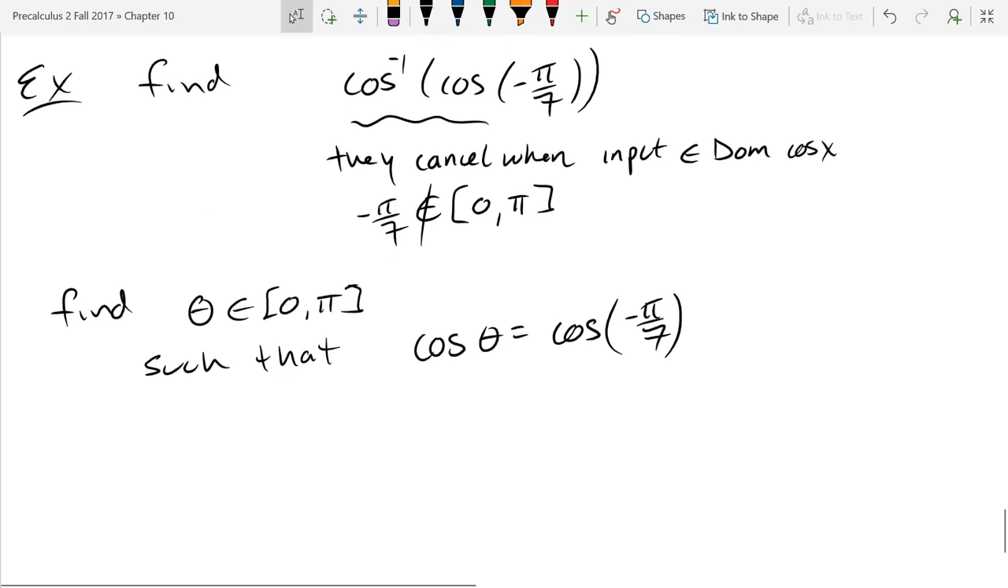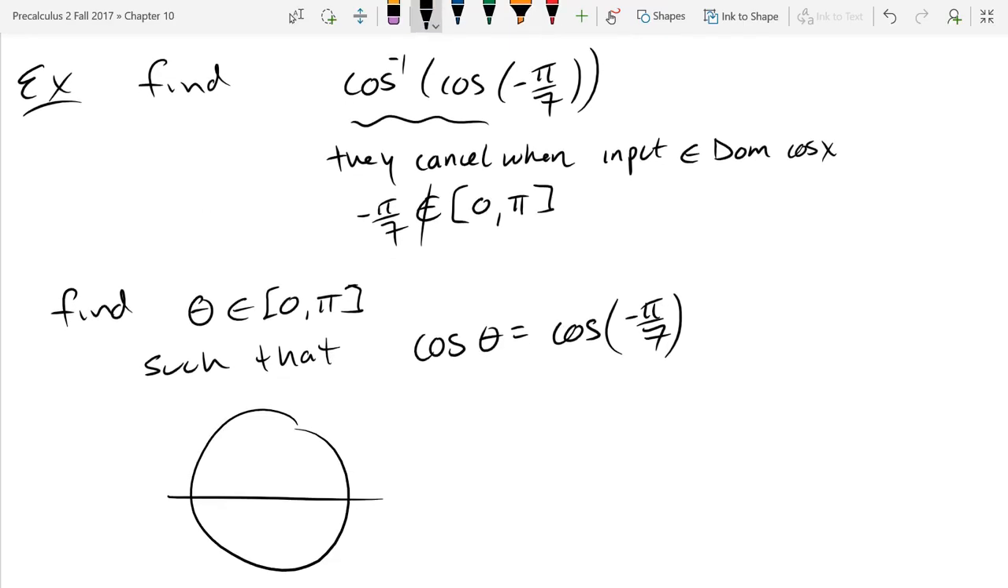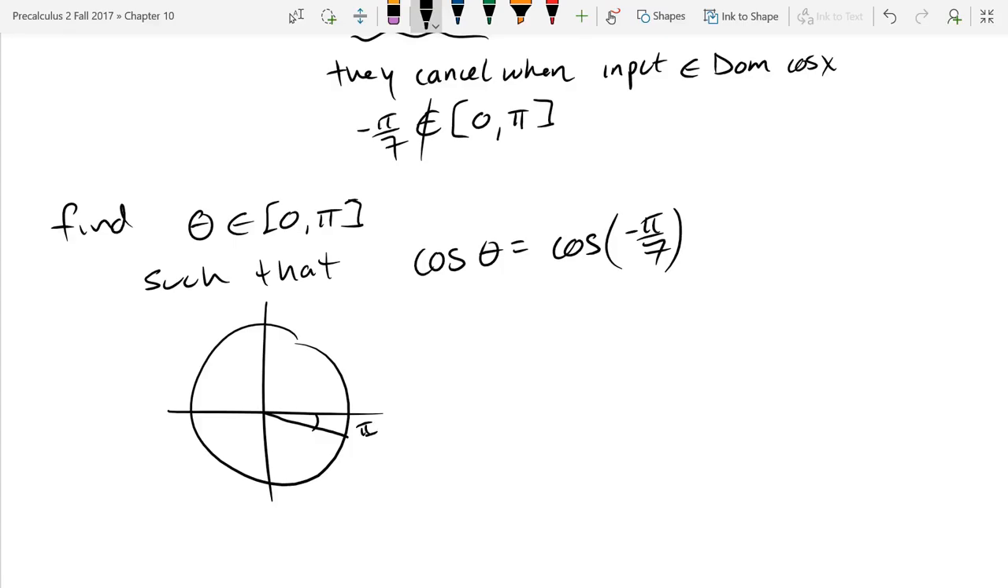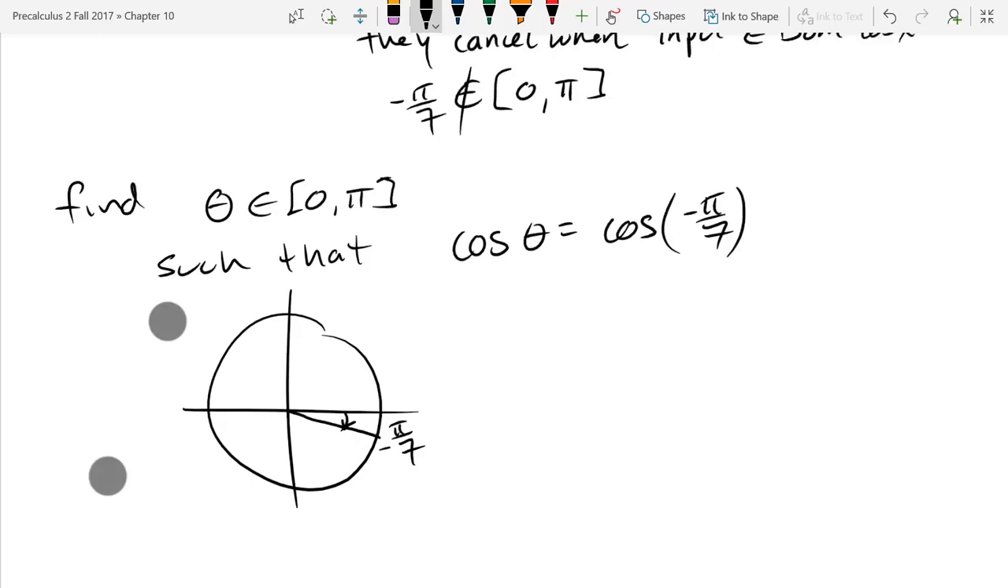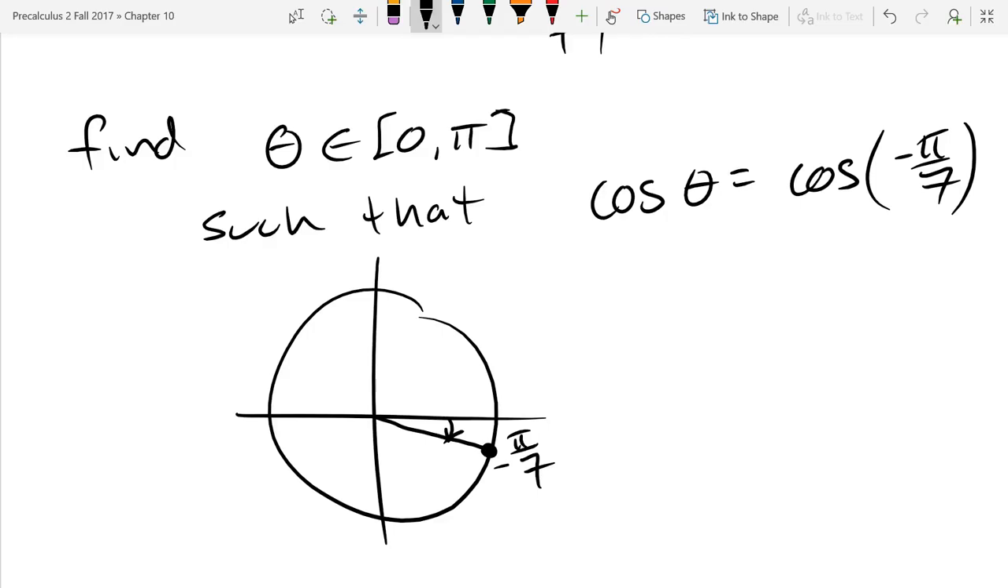So let's look at cos of negative pi over 7. So negative pi over 7 is a small angle. It's going to be somewhere around here. So there's negative pi over 7. It's rotating clockwise. Of course, what we were paying attention to is the x-coordinate. That's what cosine of negative pi over 7 is. It's the x-coordinate. So what angle has a point on the unit circle with the same x-coordinate as negative pi over 7?